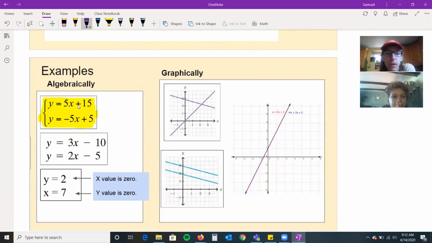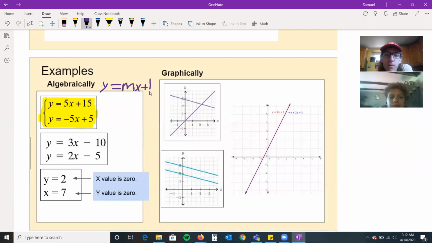So we've got y equals 5x plus 15, y equals negative 5x plus 5. Those are 2 equations, and together they're in one system of equations. These are obviously in slope-intercept form, which, if you remember, is y equals mx plus b, right?